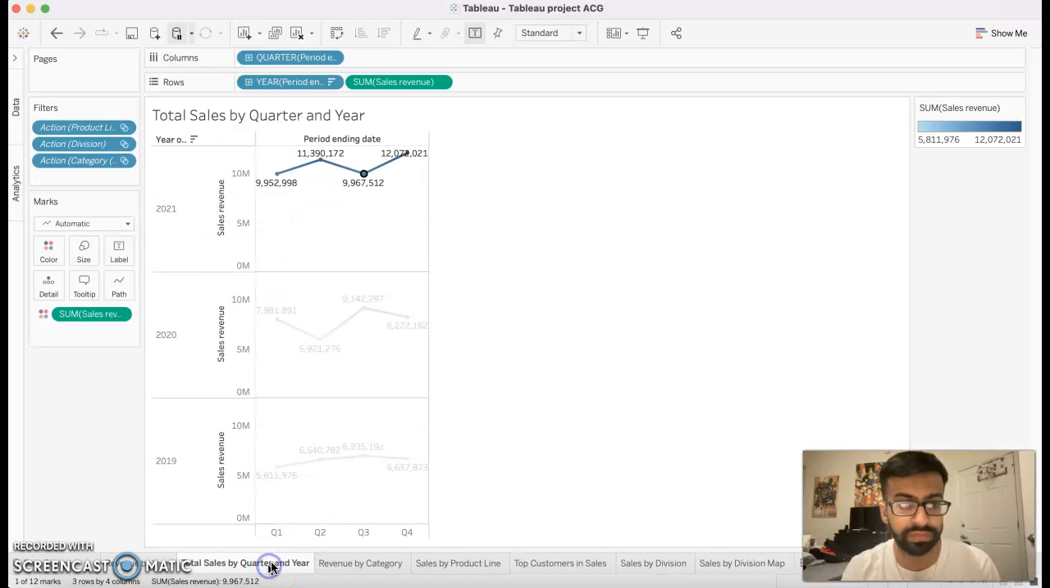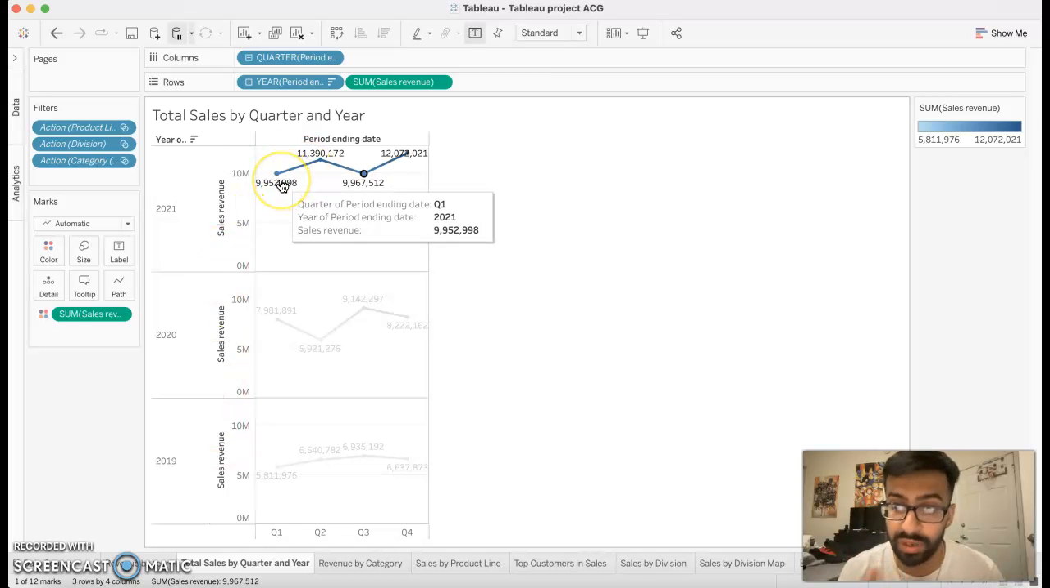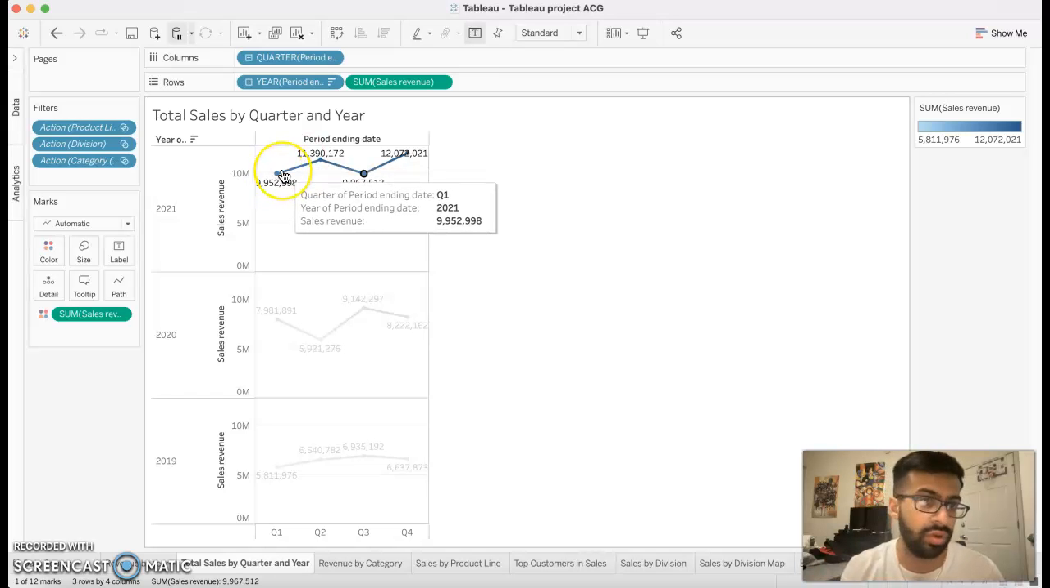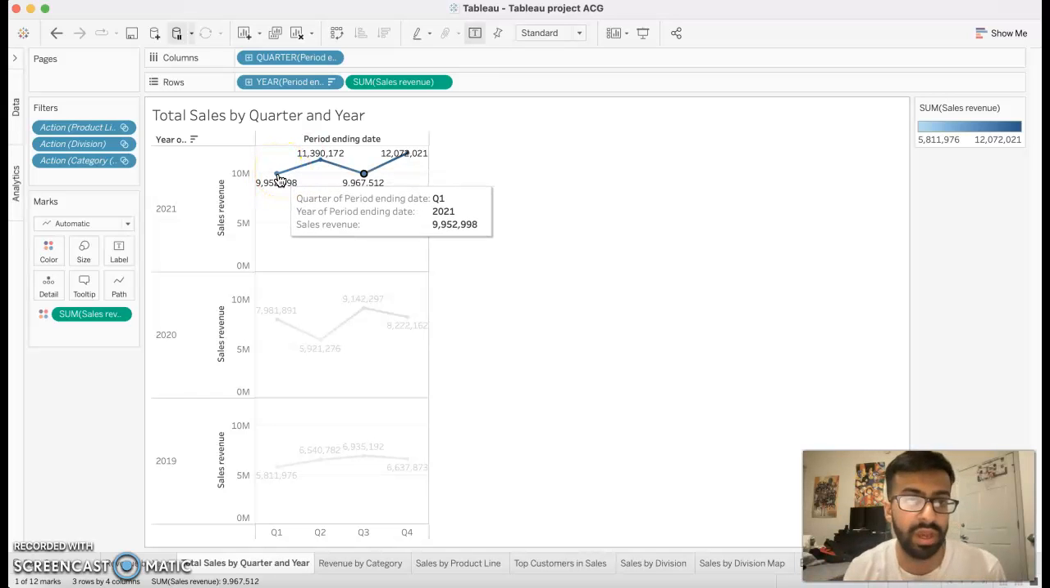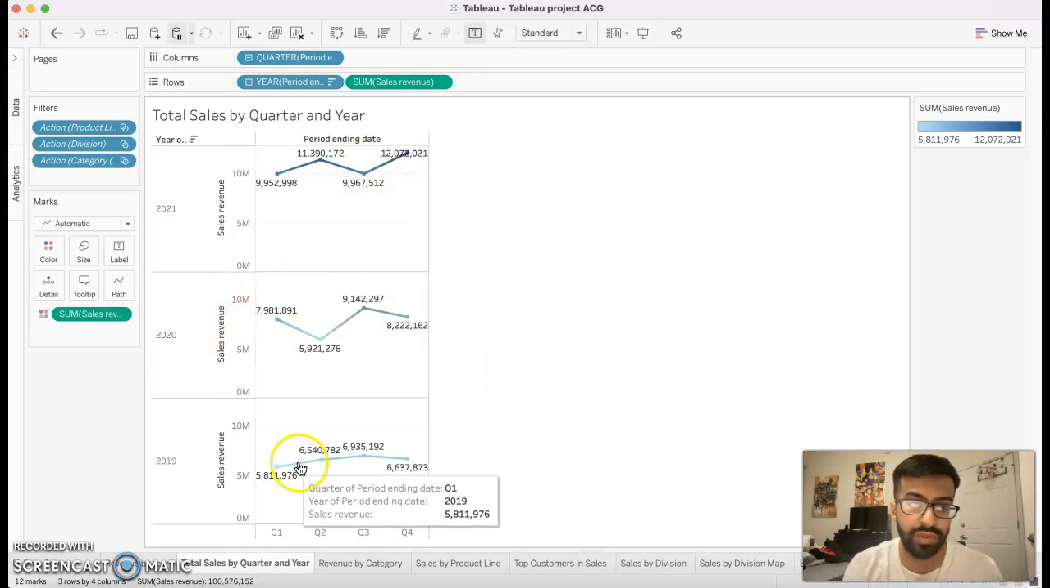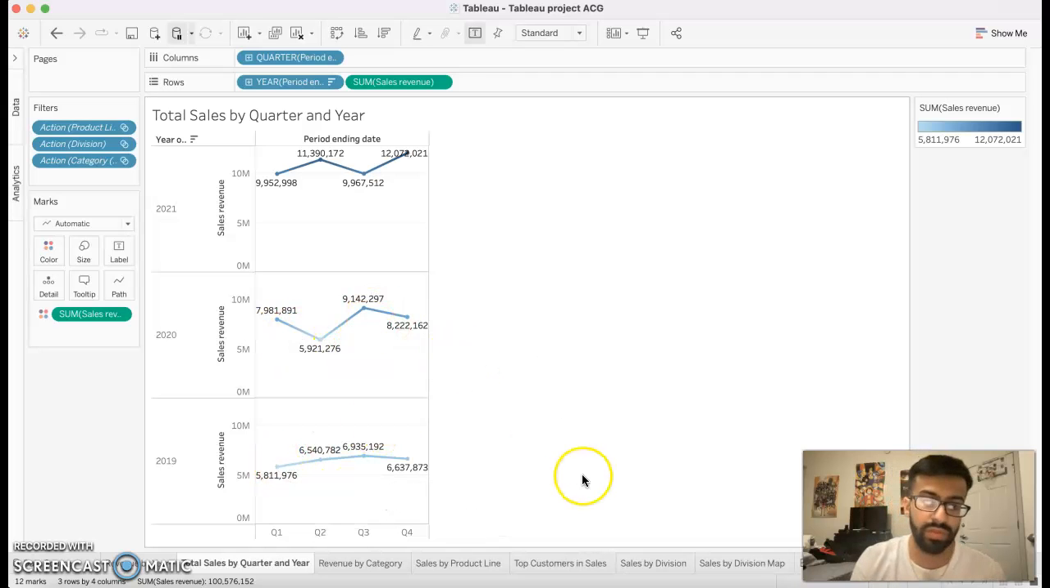Another page was the total sales by quarter and year. Looking at, again, the same years, 2019, 2020, and 2021, and looking at the different periods in each year. So periods 1 through 4, and looking at the sales revenue. So looking at 2021, you can see how the sales revenue in period 1 started at 9,952,998 and has increased to 11,390,172 and then decreased and increased again. Same thing with 2020 and 2019. You can see just the increase and the decrease shown in both.